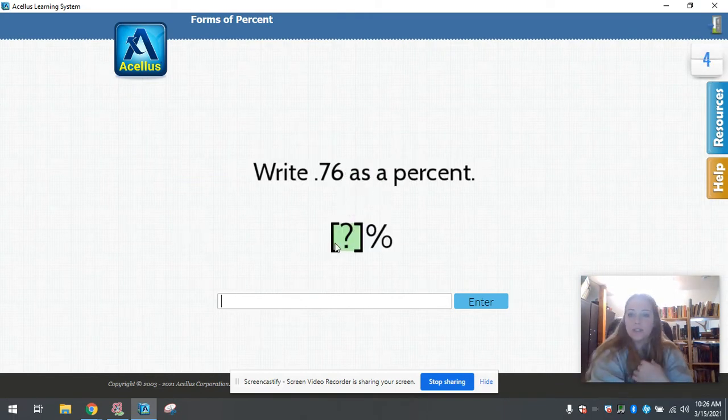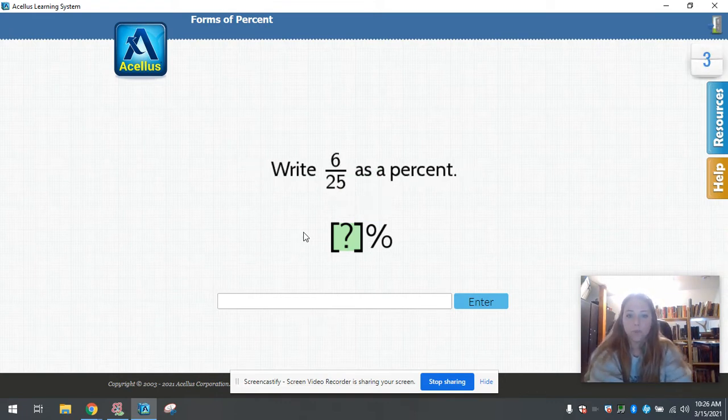Write 0.76 as a percent. That 76 is in the hundredths place. As a fraction, this would be 76 out of 100. As a percent, percents are out of 100, so it's 76%.